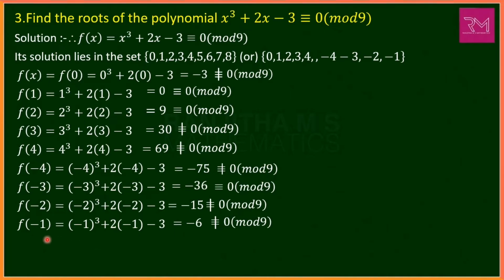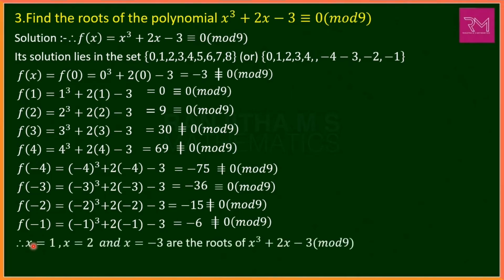So we have to stop here and check which congruency satisfies. Here if we substitute x is equal to 1, that is 0, which is congruent to 0 mod 9. This congruency satisfies. Also if we substitute x value 2, we get a value of 9, which is congruent to 0 mod 9, satisfies. Also if we substitute x is equal to minus 3, minus 36 is congruent to 0 mod 9. This congruency also satisfies. Therefore we can conclude that x is equal to 1, x is equal to 2 and x is equal to minus 3 are the roots of x cube plus 2x minus 3 under mod 9.